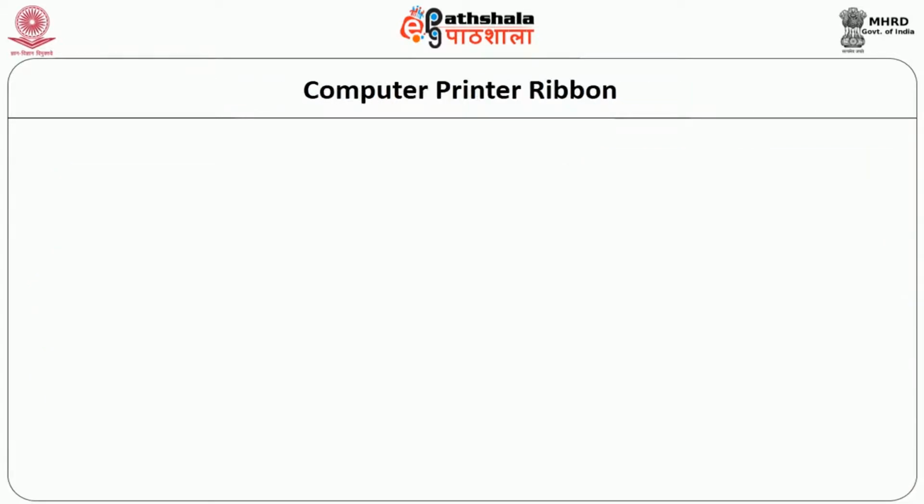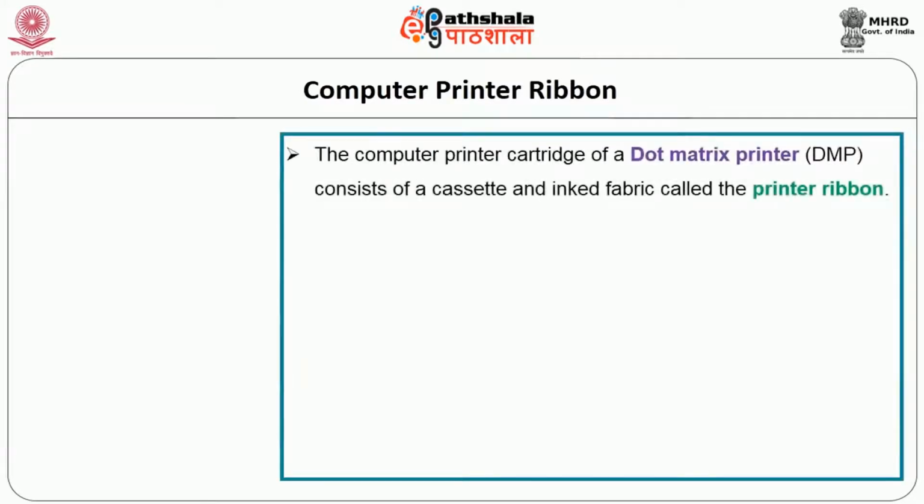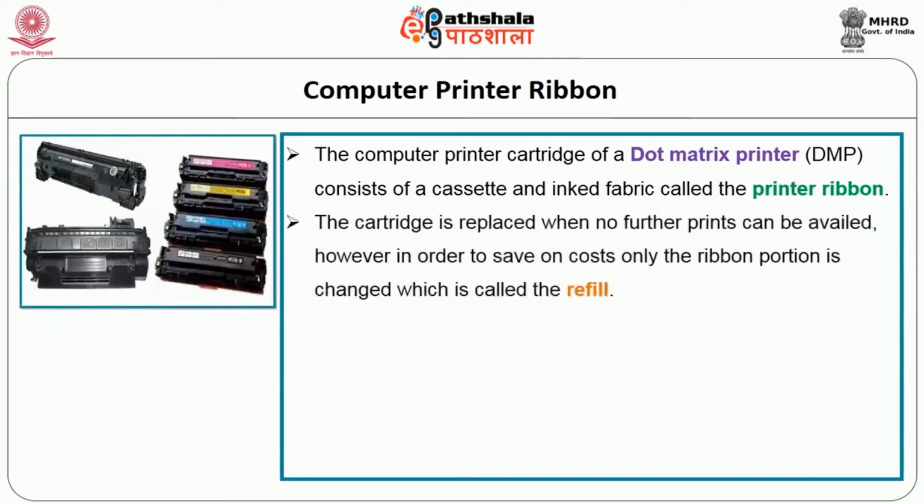The next component are computer printer ribbons. The computer printer cartridge of a dot matrix printer consists of a cassette and inked fabric called the printer ribbon. The cartridge is replaced when no further prints can be availed. However, in order to save on cost, only the ribbon portion is changed, which is called the refill.